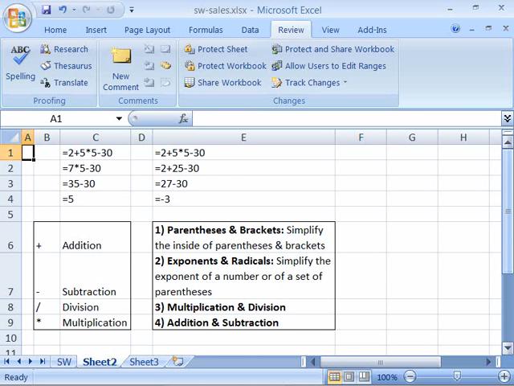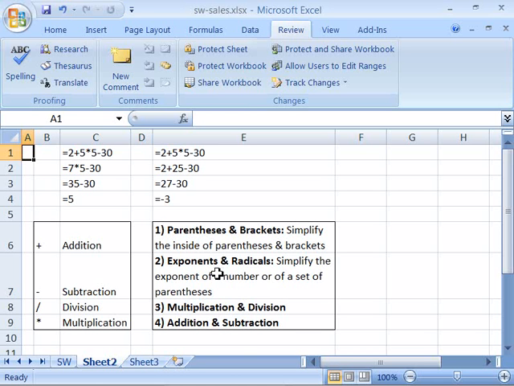Excel is a mathematical application, and using algebra to create your formulas is a must. Let's take a look at the order of operations standard. This consists of the following four rules. The first order of operation that Excel will perform, which is based on algebra, is that anything in parentheses or brackets will be simplified first.